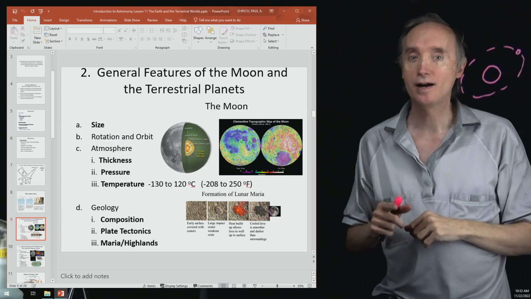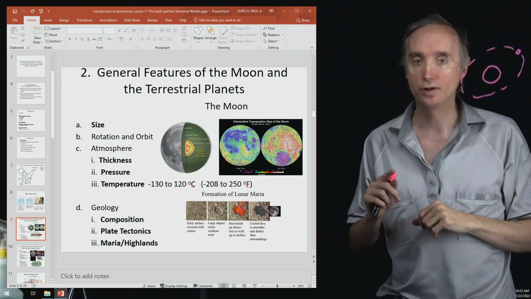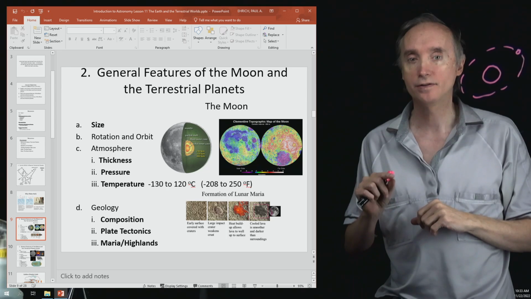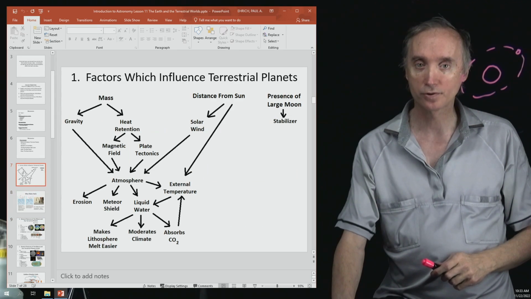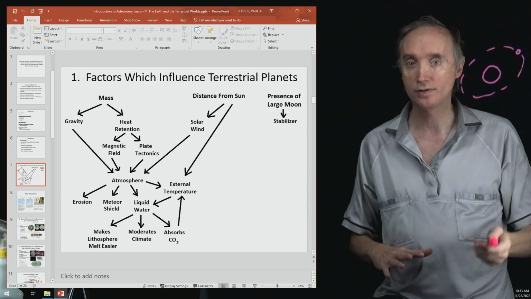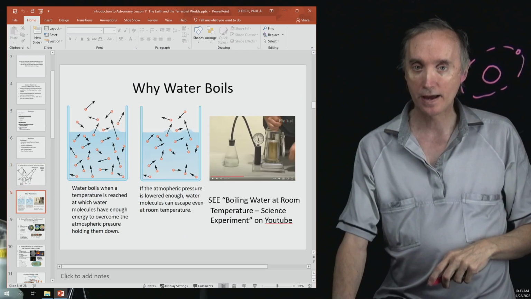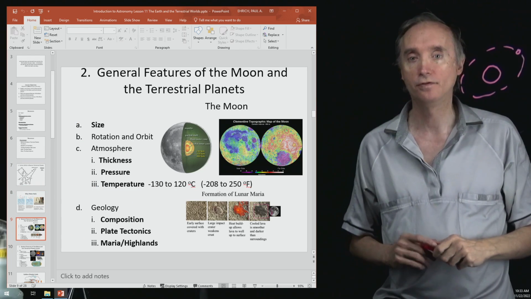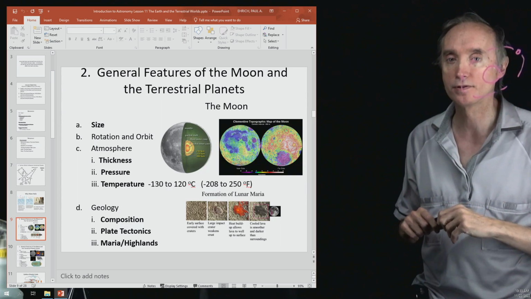But the size is going to be the number one thing that is going to determine the fate of the moon. So if we go back to here, and we were talking about the factors that influence the terrestrial planets, and we said mass was one of them. Okay, so the mass is going to affect the fate of the moon. We'll get back to that in just a few moments.